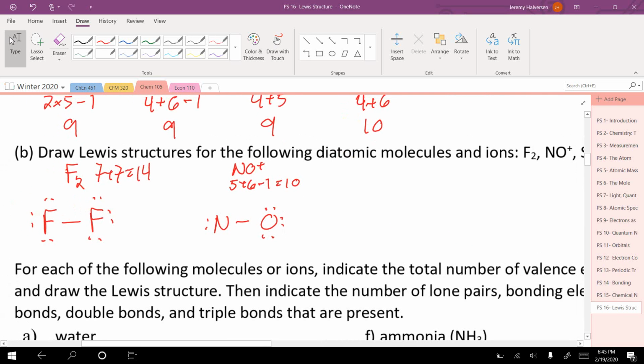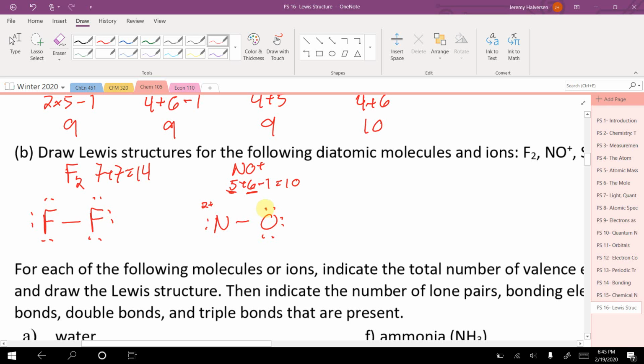So formal charge on this nitrogen. Well, usually a neutral nitrogen has 5, right? And this nitrogen owns 1, 2, 3. So it's missing 2 electrons, so that's going to be 2 plus. This oxygen usually has 6.